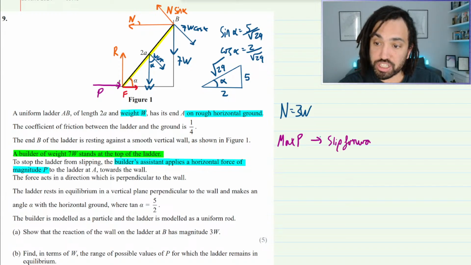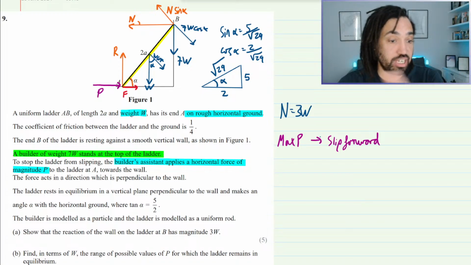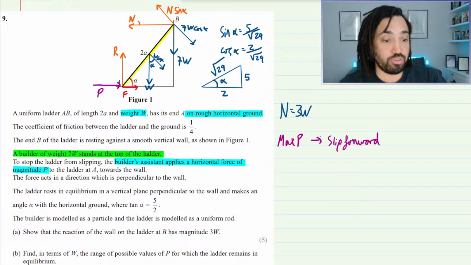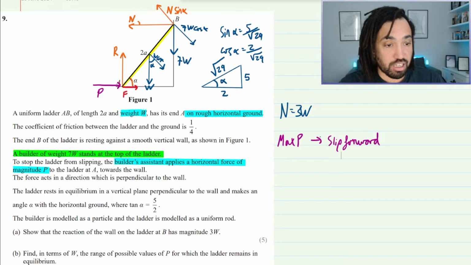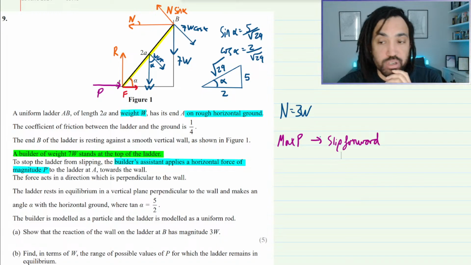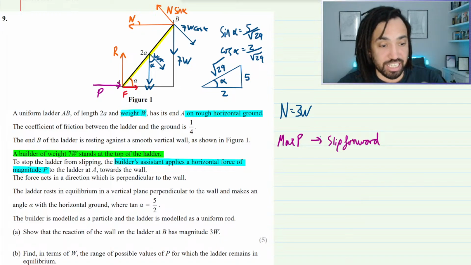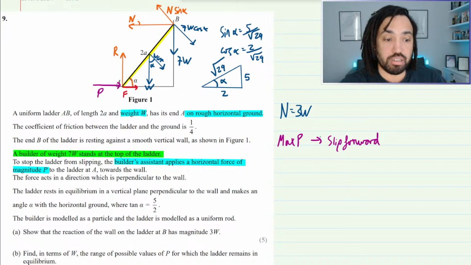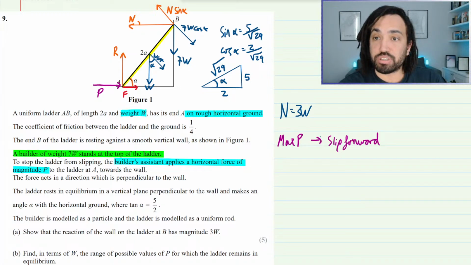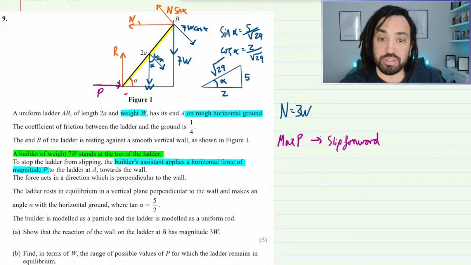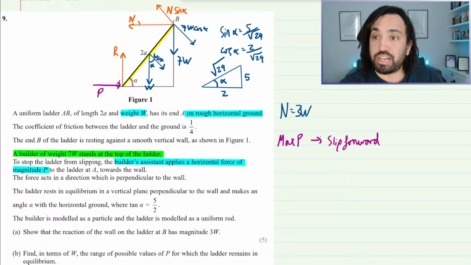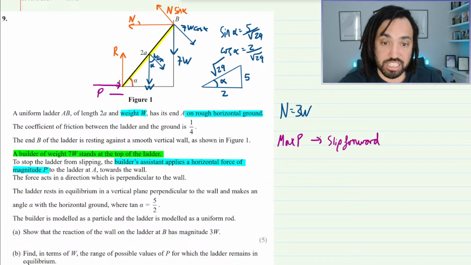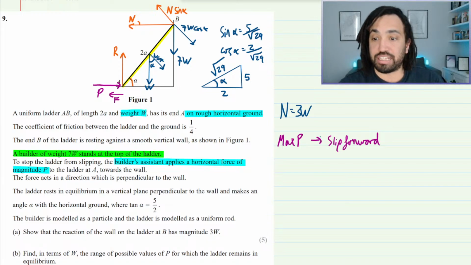What direction would friction be acting if P is pushing as hard as it can and it's just about to slip forward? Let me know which way friction is going to be acting if P is at its absolute max and it's just about to slip forward. Okay, perfect. Backwards is correct. Yes, or to the left. Okay, so in that scenario, the friction is going to act against P, like that.